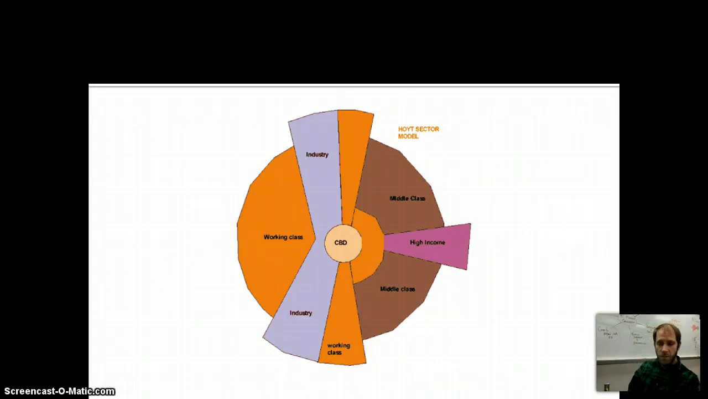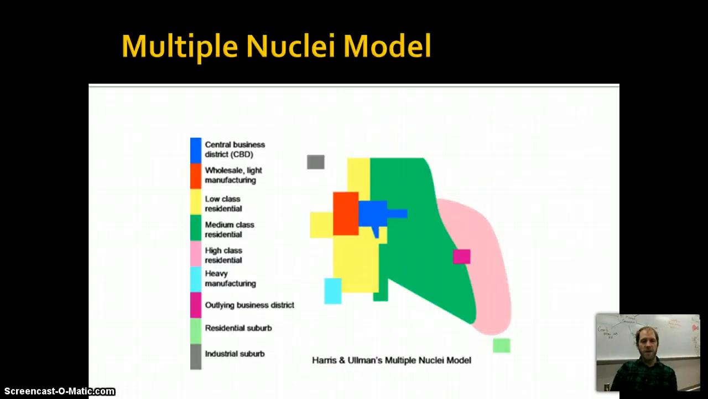Our last model we'll look at today is the multiple nuclei model, and we can get really drawn into this one. This is something designed by Harris and Ullman. It comes in the 1940s, and it's assuming that cities have changed. And by the 1940s, enough people have cars that they no longer have to live as close to the central business district as they once did, and that will change some things. I'm not going to go through all of these sections here, but I want you to get the key point. And the key point is that each part of town has a separate function.